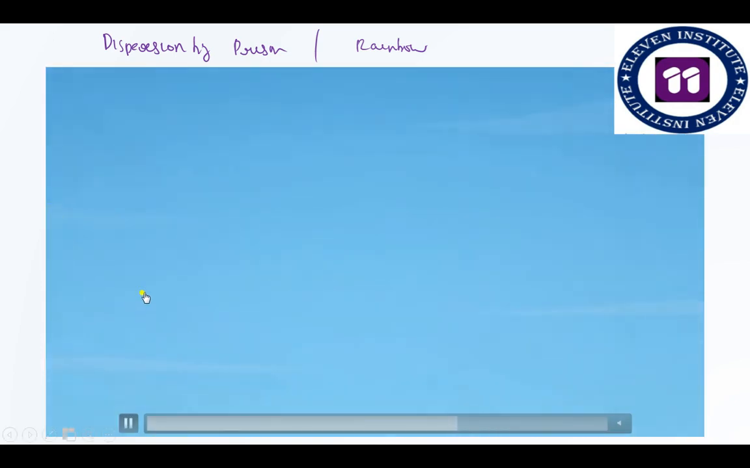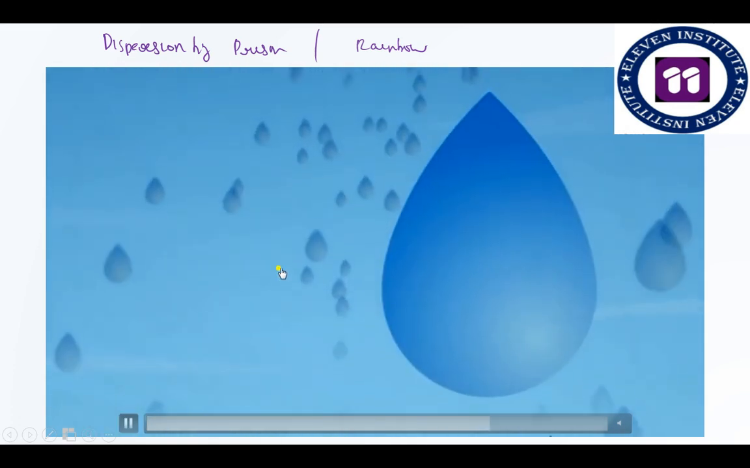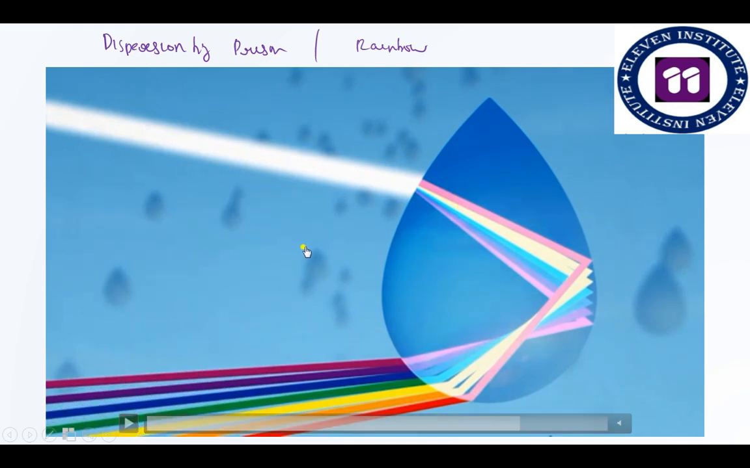Now let us study about rainbow. This is the sun. These are the raindrops. This is a particular raindrop. Light rays pass, and yes, see, here the light rays are incident. They get dispersed over here. What happens over here is dispersion.